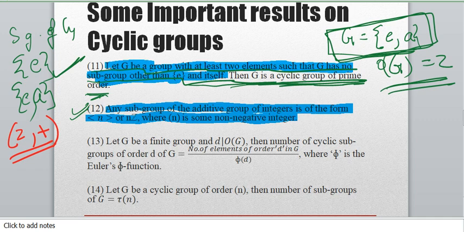If you take any one of those subgroups, let's say subgroup 1, any subgroup of the additive group of integers is of the form nZ, where n is some non-negative integer. That means n will be a positive integer, simple logic. I don't know why they didn't write positive. They're writing non-negative.